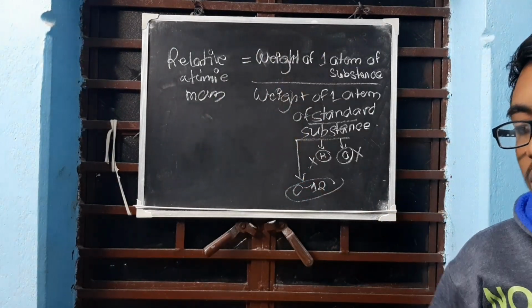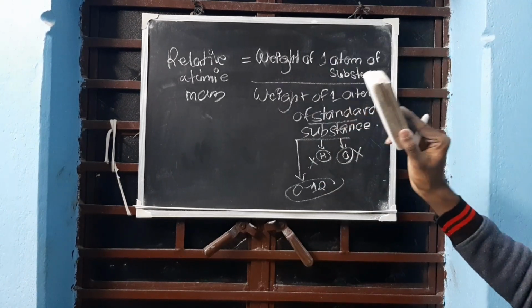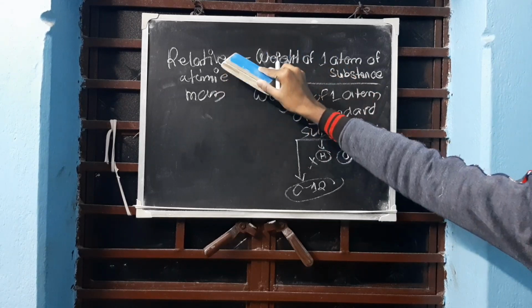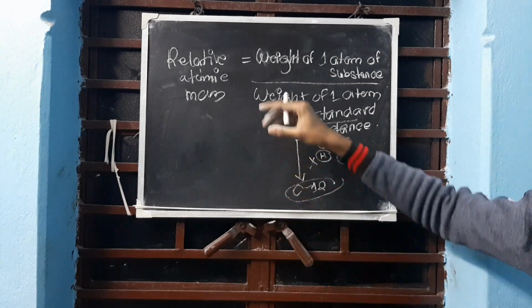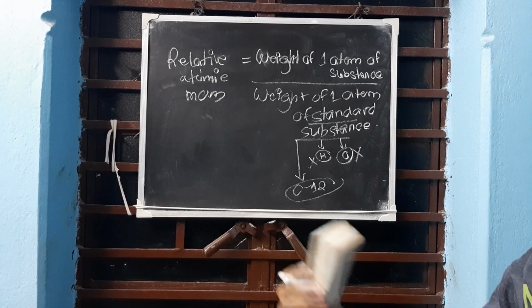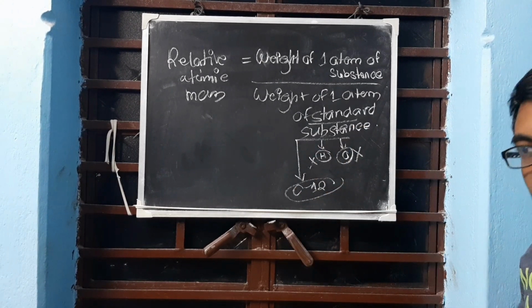Initially the definition was that relative atomic mass of an element is the weight of one atom of substance. You can write it like relative atomic mass is a ratio of this, but do not write it in a very lame way. What you will write is: relative atomic mass of a substance means how many times one atom of an element is heavier than one atom of the standard substance, hydrogen over here.